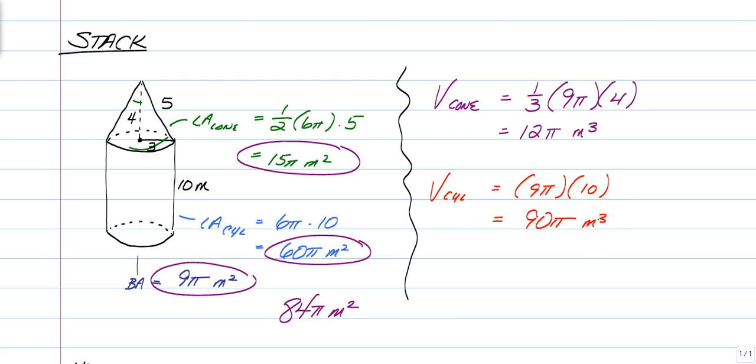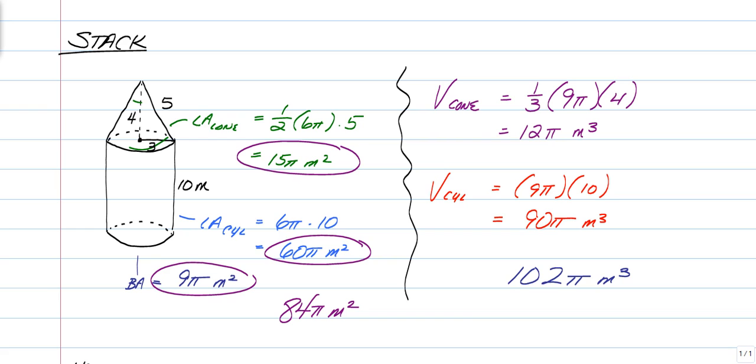So to find the total volume, all you have to do is add those two together, and you get 102 pi meters cubed. Okay? So that's how you do a stack. Again, the more challenging one is the surface area because you don't add in all the bases. You only add in which bases are exposed.